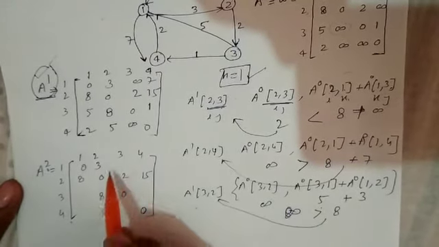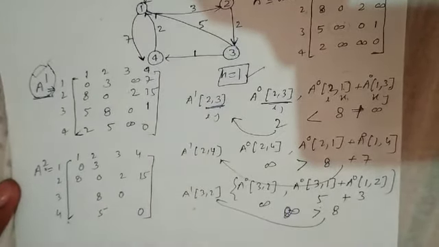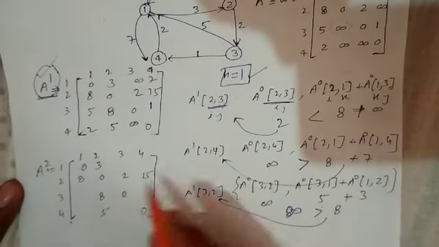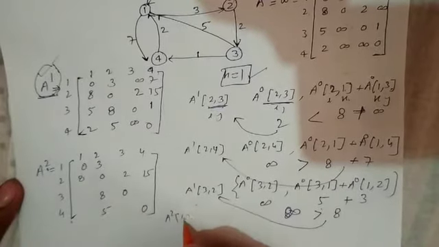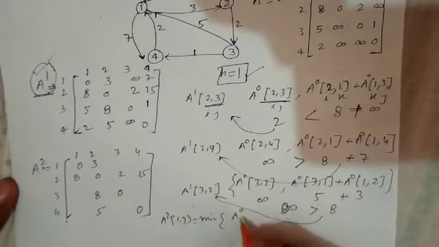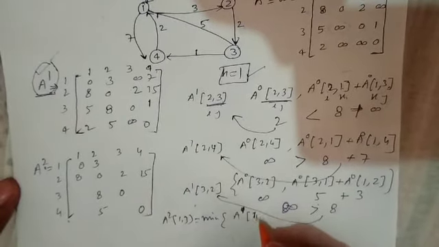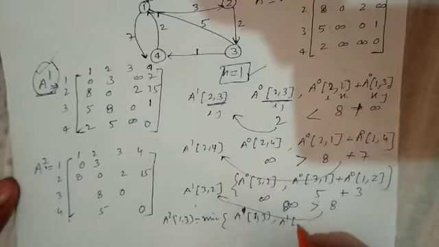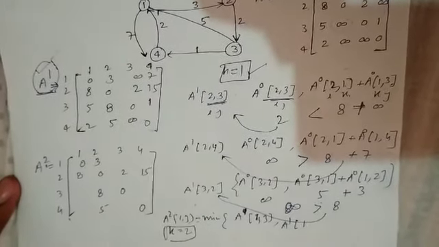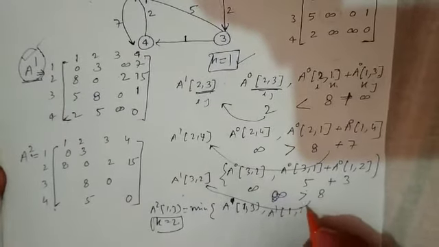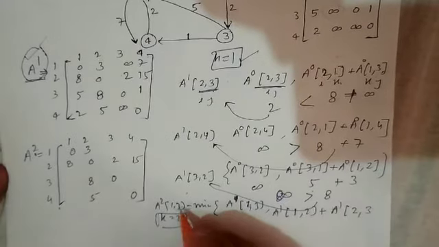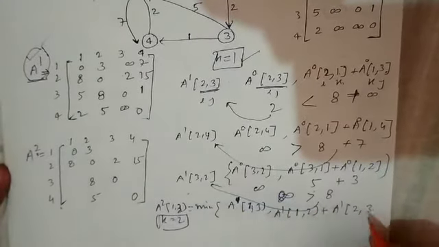Now we want to calculate the remaining values. Suppose we want to calculate the value of A2 of 1 3. This will be the minimum of the previous value of A1 of 1 3 and A1 of i k plus A1 of k j. The value of k is 2 here, j is 3, and i is 1.